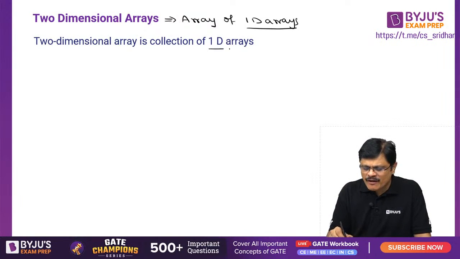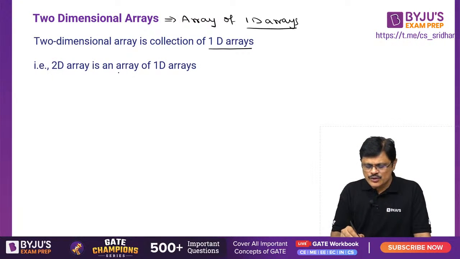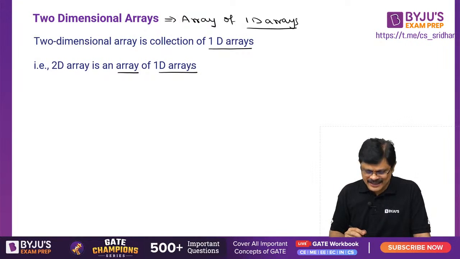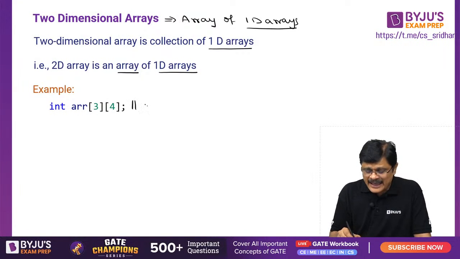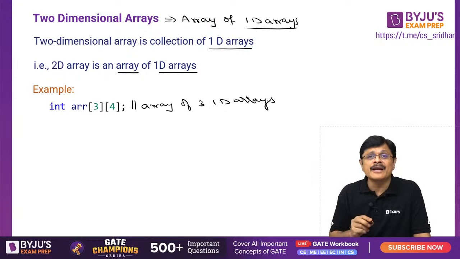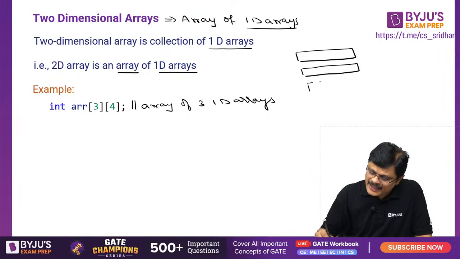A two-dimensional array is a collection of 1D arrays. It is an array of one-dimensional arrays. So for example, consider int ARR[3][4]. It is actually an array of 3 1D arrays, where each 1D array contains 4 elements. It is like 3 1D arrays, my dear friends.